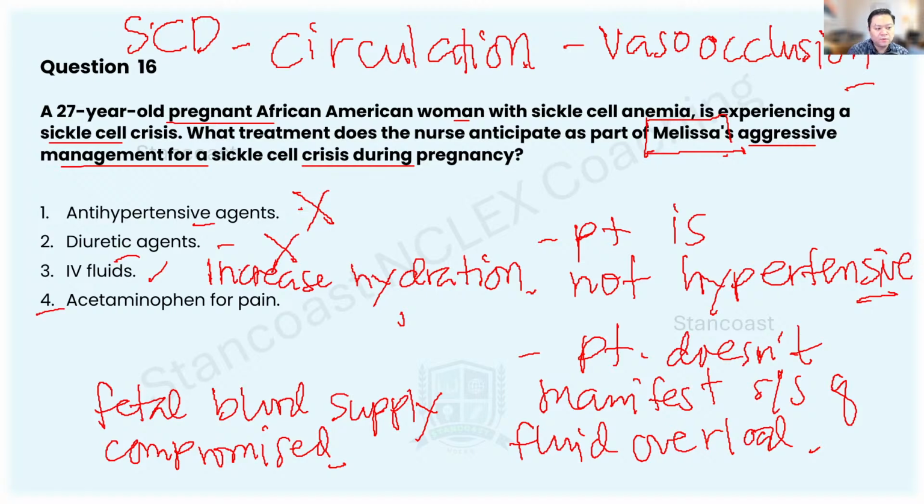What about number 4, acetaminophen for pain? Yeah, we can do that at a later time as indicated. If the patient needs it for headache or for some minor or mild pain, go ahead and do that as prescribed. But for a patient in a crisis, deal with the prevention of the vaso-occlusion, or let's say preventing more complications. Our issue here is circulation. So we're going to treat them with IV fluids. Eliminate that, and that's one as well.